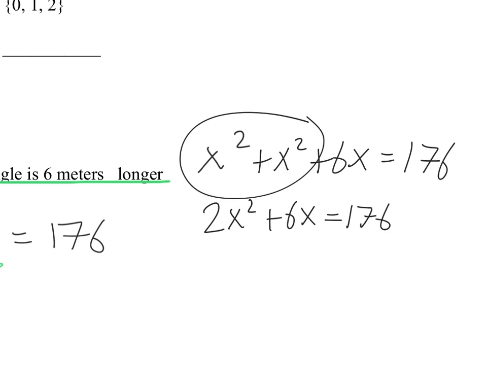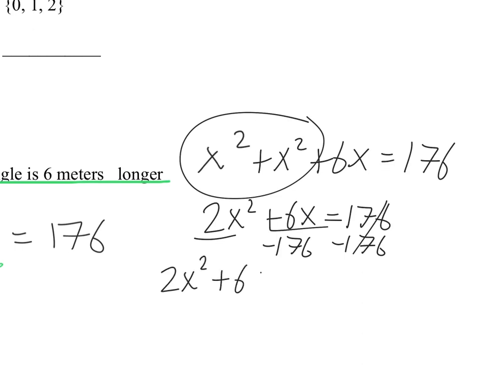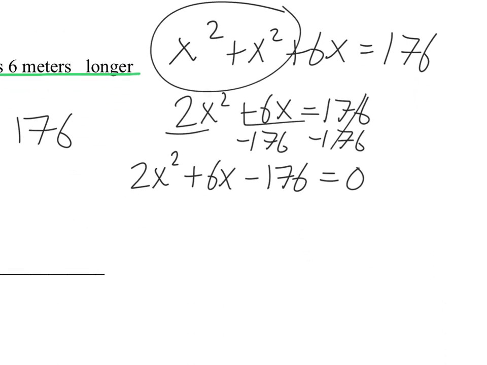Then you may think, okay, how do I solve this now? It's just a quadratic, guys. We know how to solve quadratics. We have to get it to equal 0 and then factor. So I'm going to subtract 176 from both sides. The 176 cannot combine with these terms, so I leave it on the outside. So it's going to be 2x squared plus 6x minus 176 equals 0.